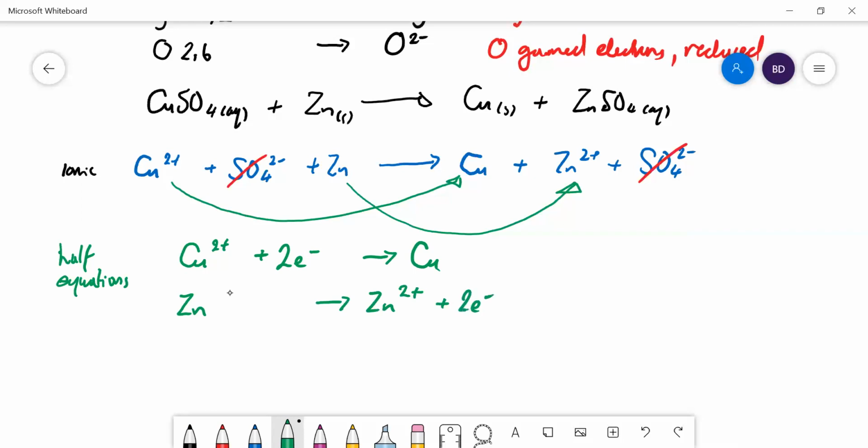So we've broken down our full ionic equation into 2 half equations. We can see how the electrons are being passed from the zinc to the copper. We can see that the metal displacement reaction is a redox reaction, and really it's nothing to do with the sulfate ion. It's a battle for electrons, isn't it? Who wants to lose electrons the most? And the zinc wants to lose them more because it's more reactive.